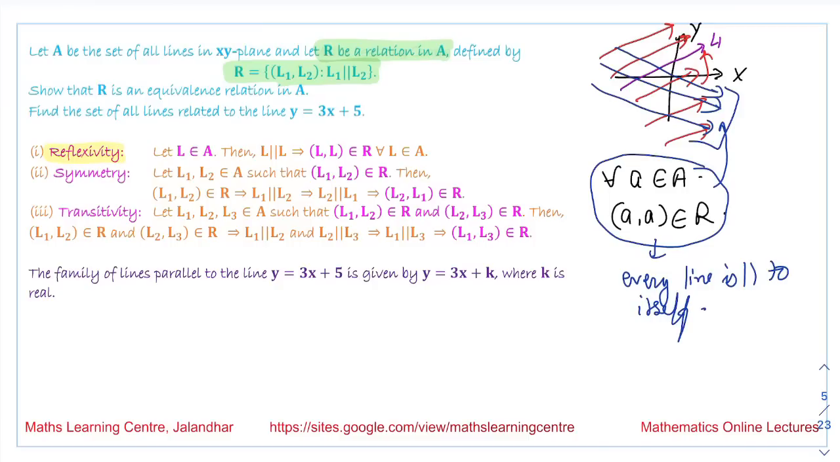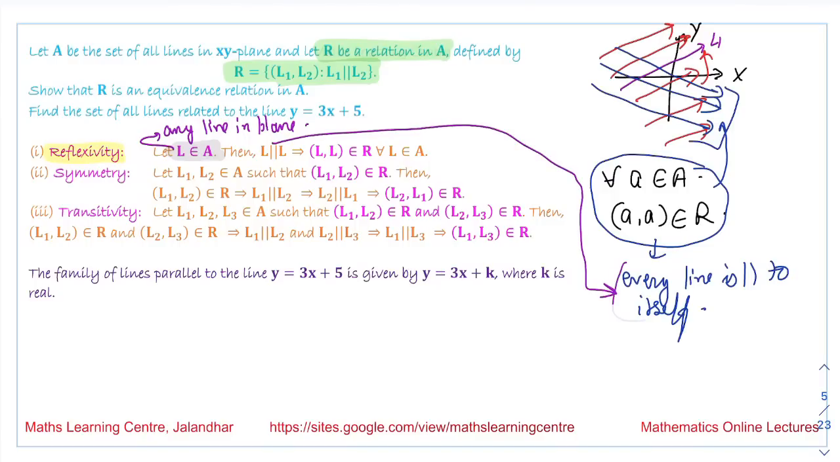So we are saying that if L belongs to A, we are talking about any line in the plane. Then L is parallel to L means that every line is parallel to itself. It means (L, L) belongs to R for all L belongs to A. Second, we are talking about symmetry.